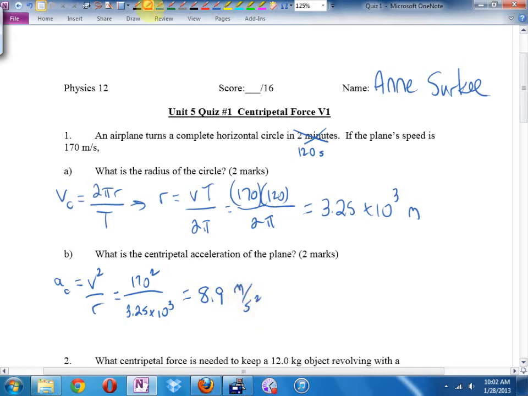By the way, in terms of part marks, I'd probably give you 1 mark if I saw that, half mark for that, half mark for the answer. Here I'd give you 1 mark if I saw that, half mark for that, half mark for the answer. So if you made up a radius and you went 170 squared divided by whatever your radius was and hit equals, you can give yourself full marks.